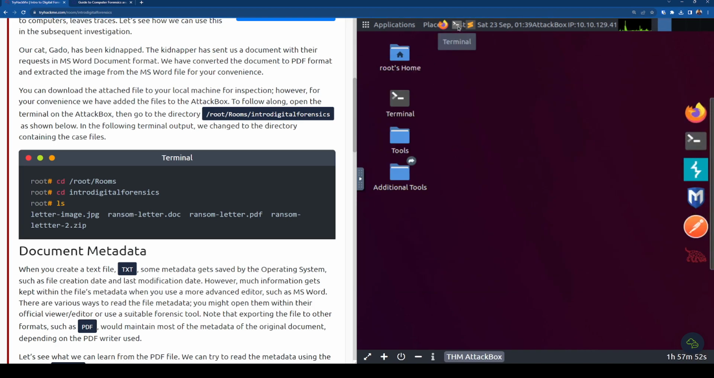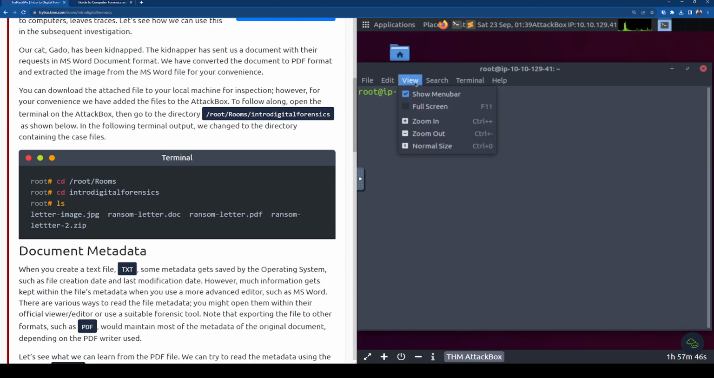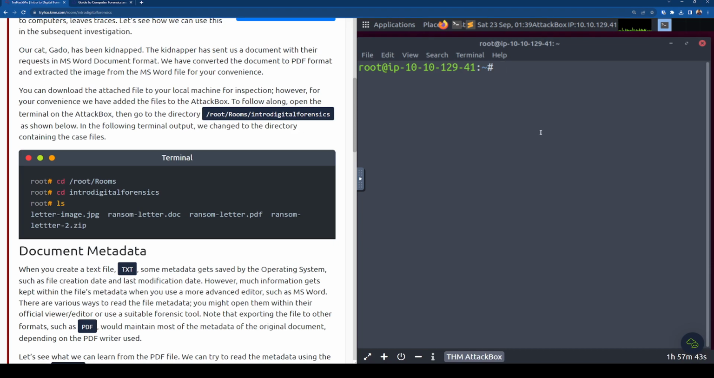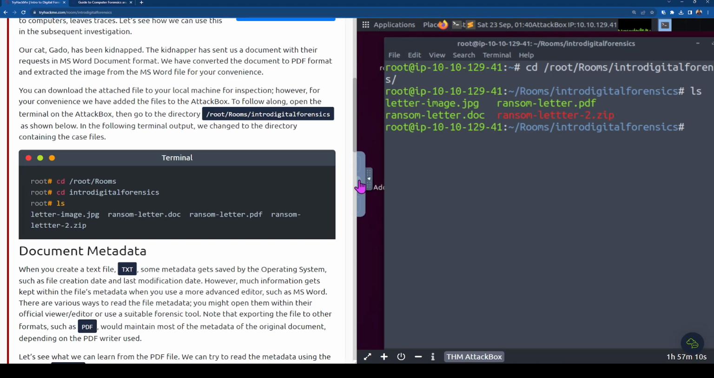All right, let's launch our terminal. Terminal's up here. Maybe I can expand it. I feel like every time we do this, I expand it and then it's jumbled. All right, so we will change directory to root rooms. Oh, it's a capital R, Rooms, intro to digital forensics. Then we'll hit ls. And so we have our letter image JPEG, ransom letter PDF, ransom letter doc, and ransom letter zip.